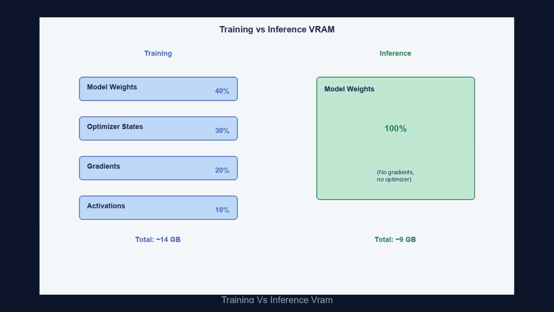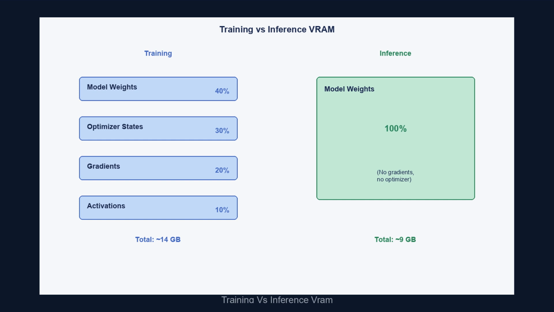This image illustrates the VRAM usage for training versus inference in a neural network. On the left, we see the breakdown of VRAM usage during the training phase. Here, model weights constitute 40% of the total VRAM, while optimizer states and gradients account for 30% and 20% respectively. Activations take up the remaining 10%. Altogether, this gives a total VRAM requirement of about 14 gigabytes during training.